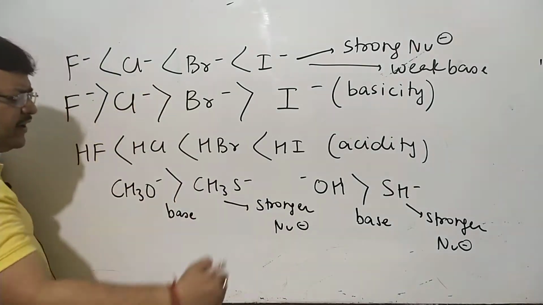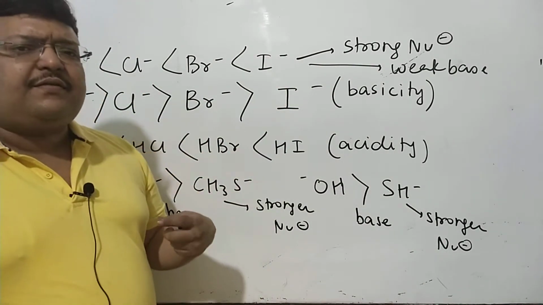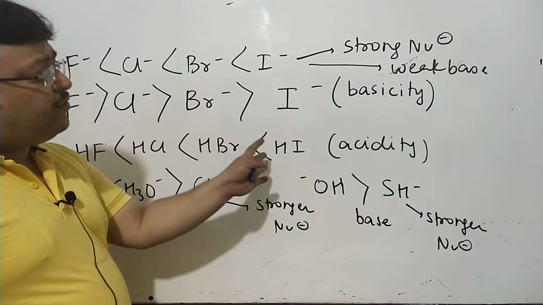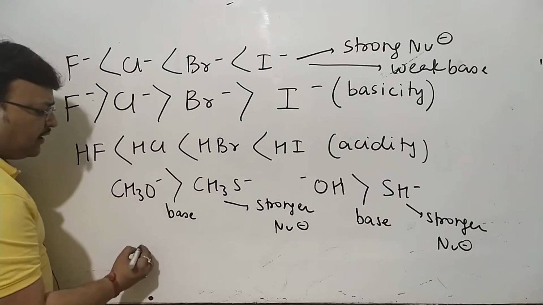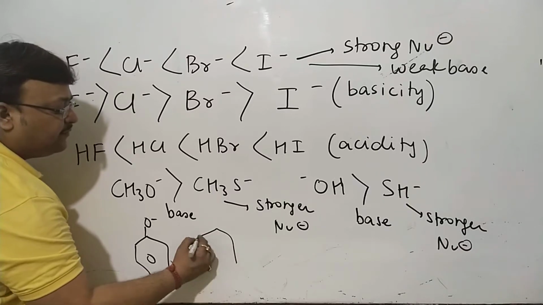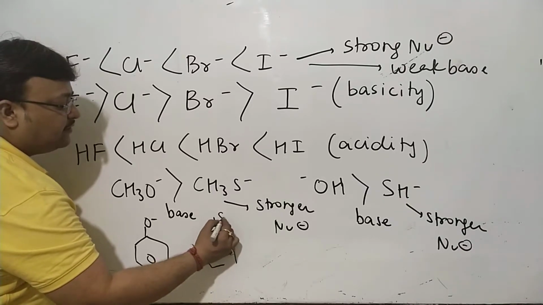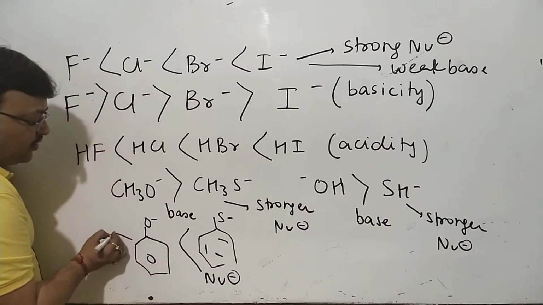In general, moving down, nucleophilicity increases. Although basicity decreases, because the corresponding acid is going to lose hydrogen more readily. It could be about alkoxide or phenoxide. Between O minus and S minus, naturally S minus will be a stronger nucleophile, because it is a stronger base.